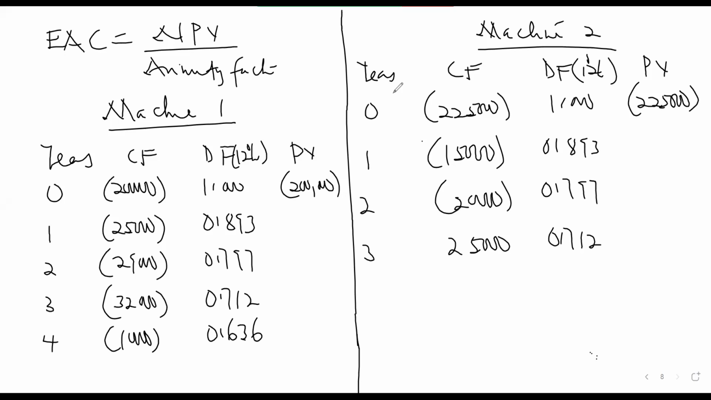So can we now find this one by one? 10,000 times 0.636, I'm having 6,360. Then negative 0.712 times 32,000 is 22,784. Are you sure? It's 25,000 times 0.893, which is 22,325.